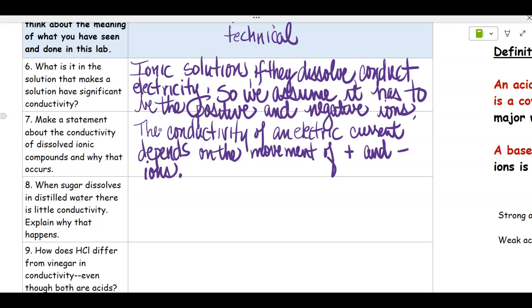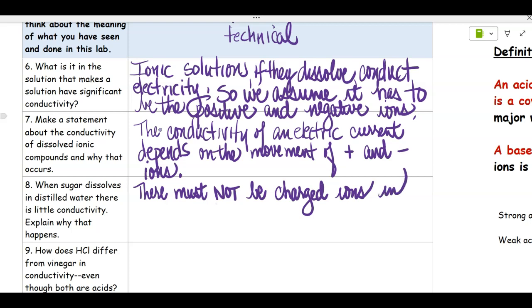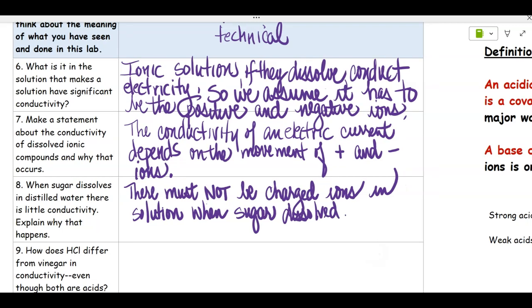8, when sugar dissolves in distilled water, there's little conductivity. Explain why that happens. Well, we're left thinking there must not be many ions. There must not be many charged ions in sugar when it dissolves. There must not be charged ions in solution when sugar dissolves. Right? So if it's not ions, you're probably wondering, well, what on earth is going on in there?